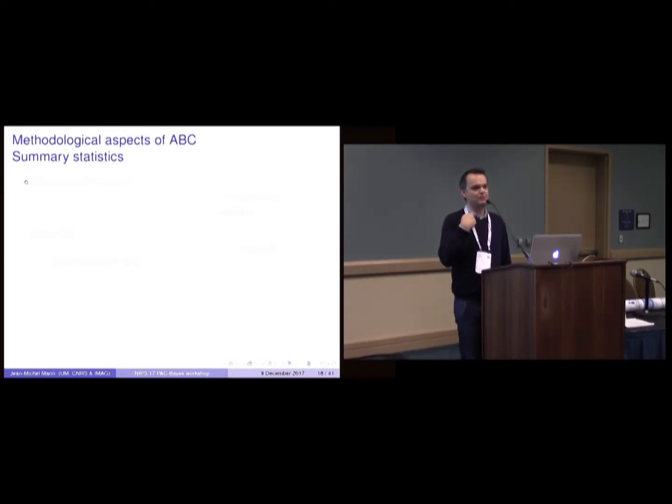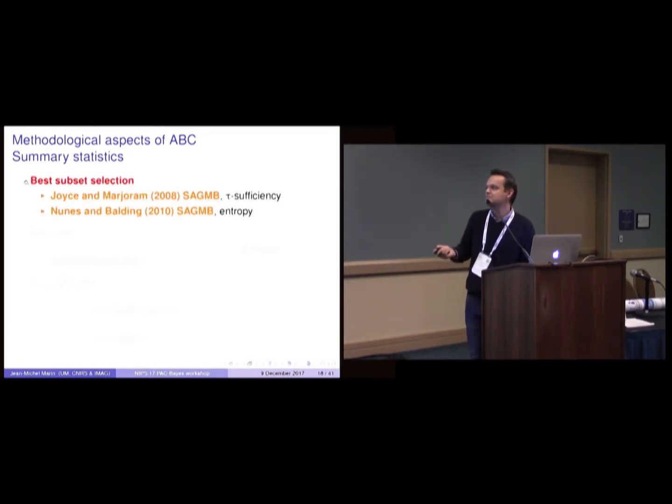There is also a lot of work on the selection of summary statistics. There are 3 types of selection you can do. The selection of summary statistics is a crucial step. The summary statistics should not be in a very large dimension, but should have information about the parameter we would like to estimate here.